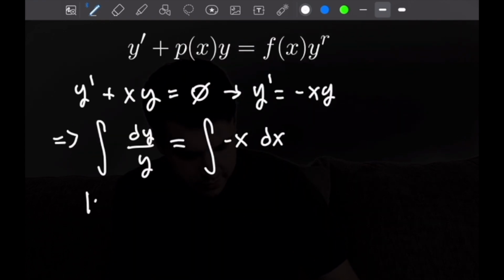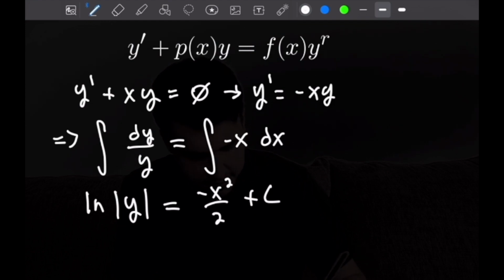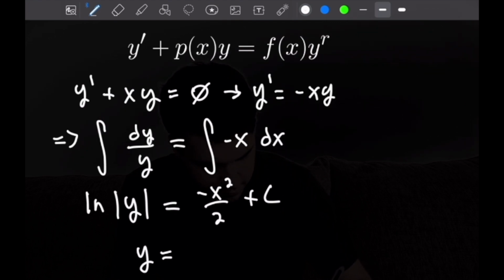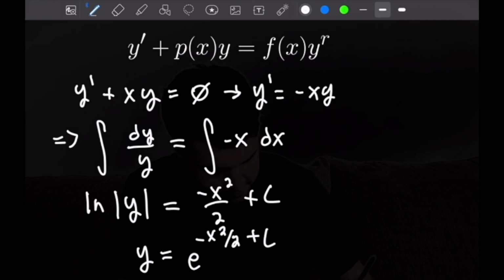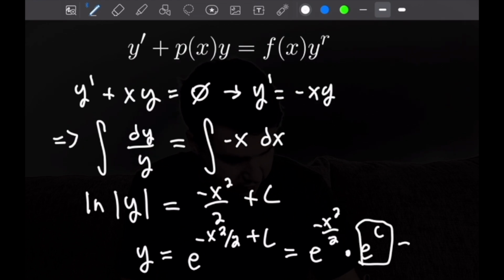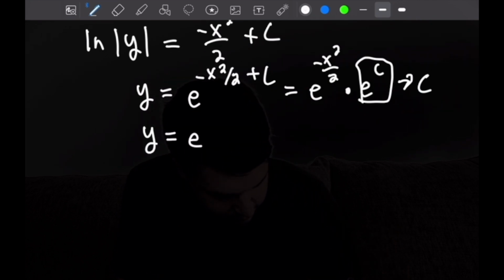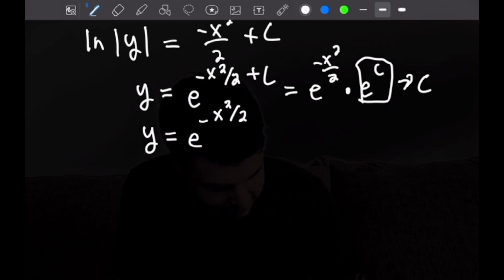All right, so after taking our antiderivatives, we will get the natural log of the absolute value of y on the left-hand side, and that will be equal to negative x squared over 2 plus some constant c. Next, we're going to exponentiate both sides to solve for y, and we will get that y is equal to e to the power of negative x squared over 2 plus c, which we can split up as e to the negative x squared over 2 times e to the c. We can rewrite this e to the c as a constant, which we're just going to call c. It gives us our final definition for y here: y is equal to e to the negative x squared over 2 times c.